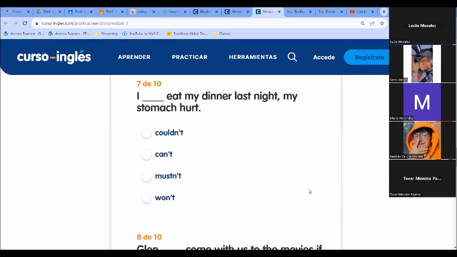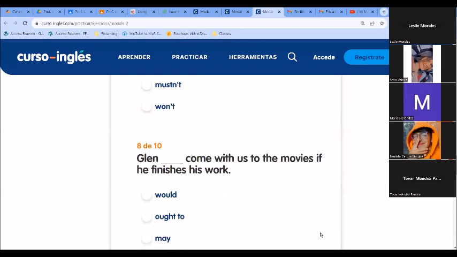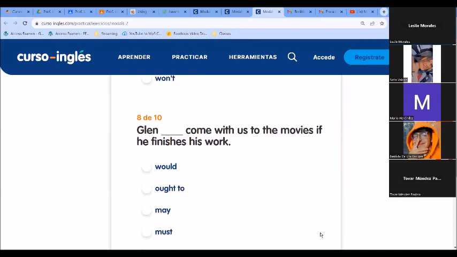I couldn't eat my dinner last night. My stomach hurt. Good. Something was affecting you, so you did not have the ability from the past. So seeing that it was last night, you have to use the past form. Good. All right. Enrique, number 8.